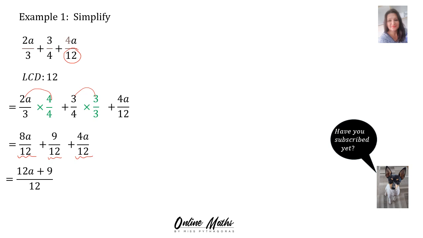And then you can take this one step further by saying it's the same as 12a over 12 plus 9 over 12. And then again you can say 12 goes into itself once, 12 goes in there once. 3 goes into 9 3 times, 3 goes into 12 4 times. And then your answer is a plus 3 over 4.